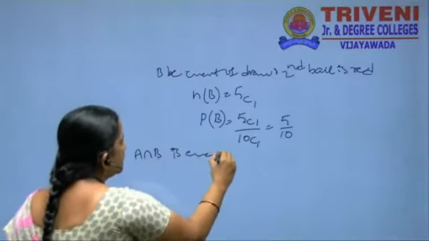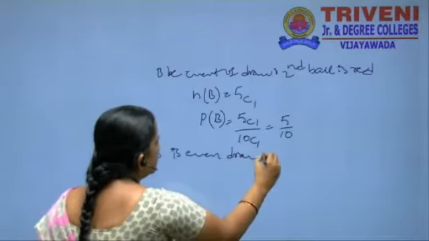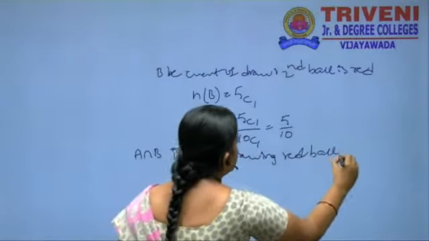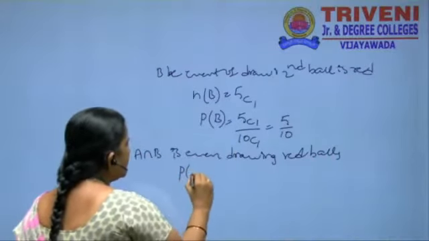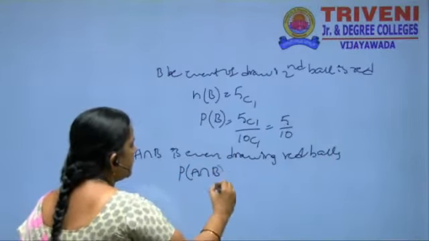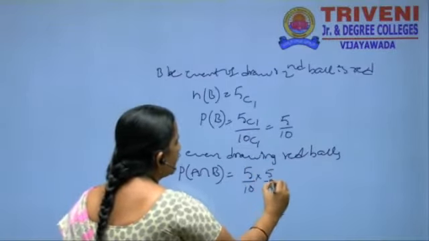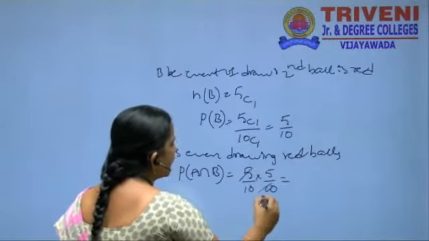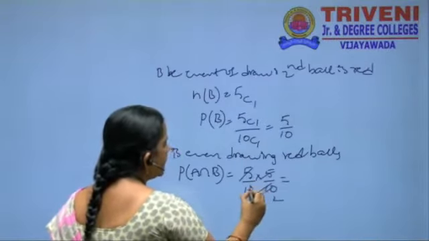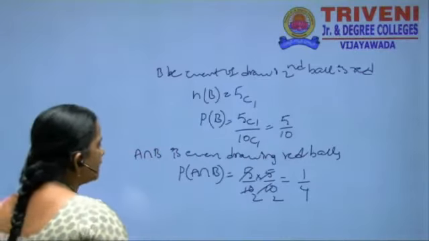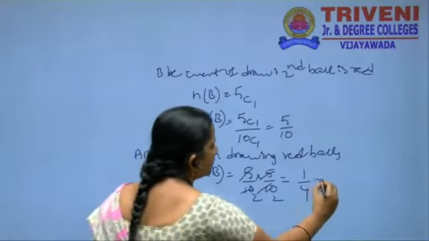A intersection B is the event of drawing red balls one after another. Then P of A intersection B is equal to 5 by 10 into 5 by 10. 5 can cancel 2 times here, and here also 2 times, so that is equal to 1 by 4. The P of A intersection B is equal to 1 by 4.